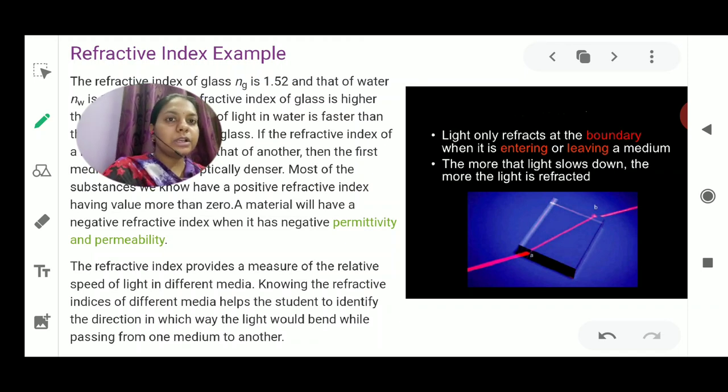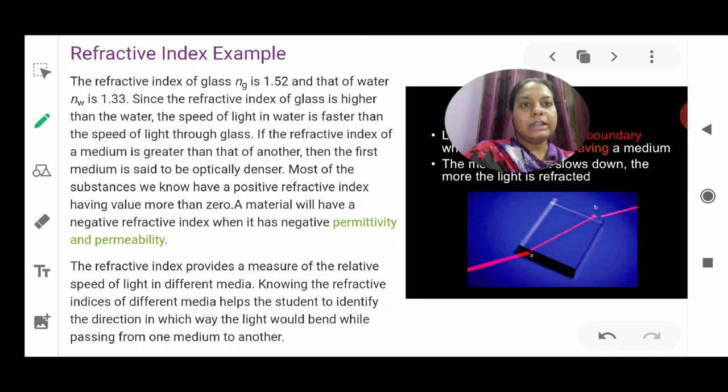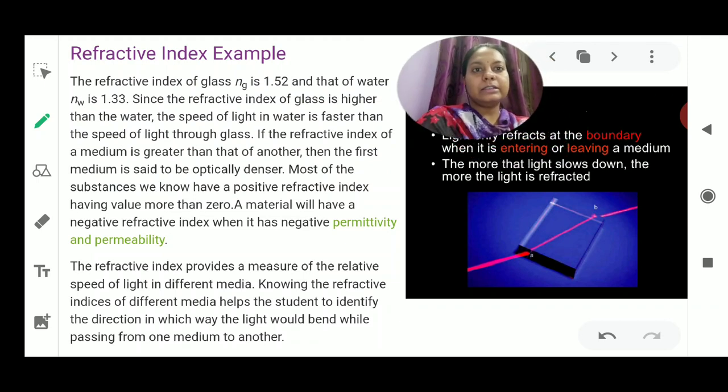Now we go on to the other explanation about this refractive index with the help of this example. This example says that the refractive index of the glass is shown by the letter n with a small g. This n is the letter by which you could express the refractive index, that is 1.52, and it is a ratio, so it does not have any kind of unit. And that of water, n w, is about 1.33.